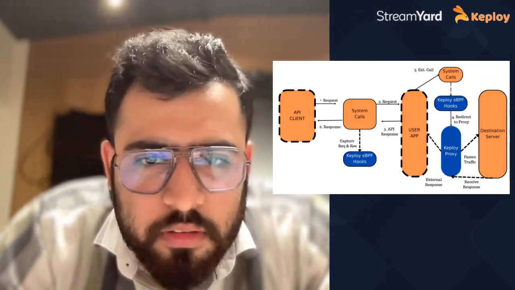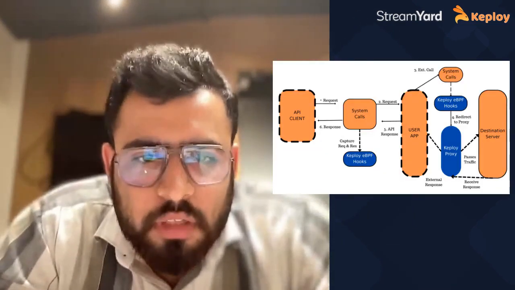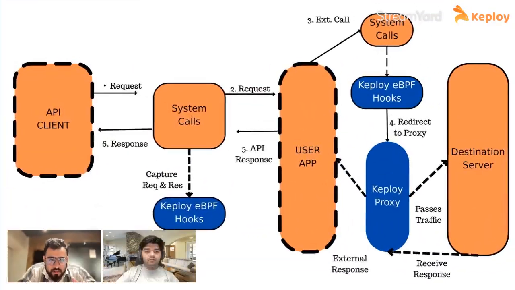For that, I have to share my screen. Okay, let me share my screen. As you can see, this API client is nothing but our user application. Keploy uses eBPF to put kprobes, basically system call hooks, to capture ingress traffic.